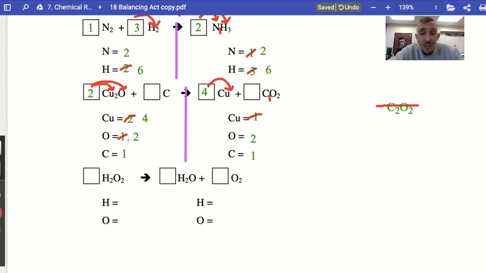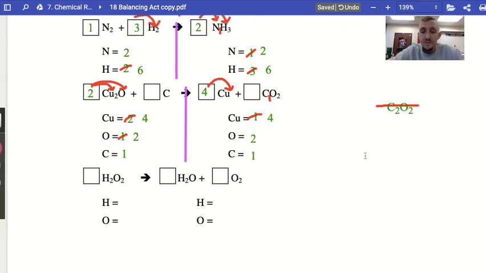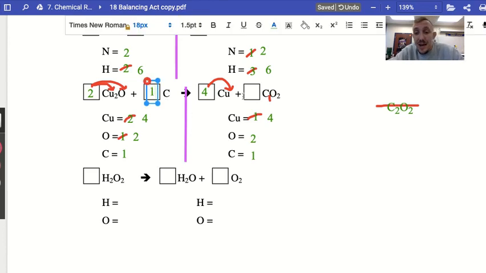Okay, and so I balanced my oxygens. In doing so, I doubled my coppers, so I have to double my coefficient in front of copper. Okay, and so it's going to be 4 here. Now, if you look, it all worked out. So anything that does not have a coefficient in front, I add a 1.